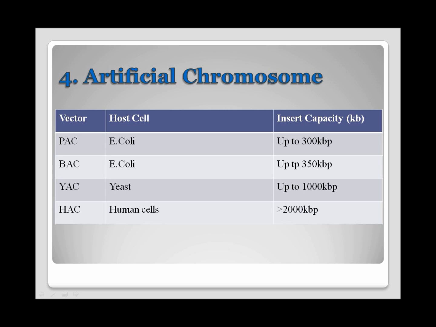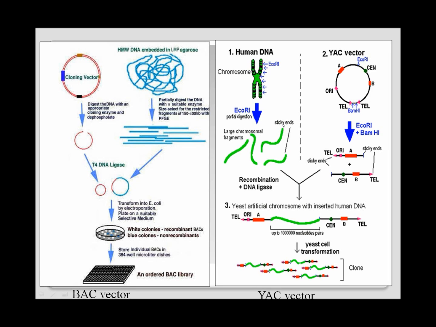The PAC and BAC have a common host cell which is E. coli, and they can carry up to 300 kilobase pairs. Next, the yeast artificial chromosome host cell is the yeast cell, and it can carry up to 1000 kilobase pairs. The last one is HAC, and its host cell is the human cell, which can carry more than 2000 kilobase pairs. Different artificial chromosomes have different methods to enter the cell.